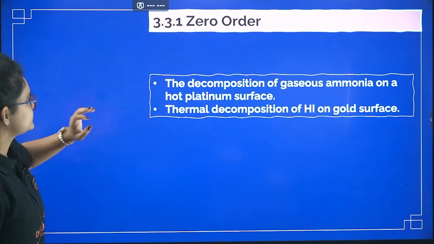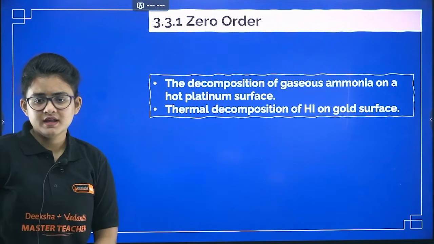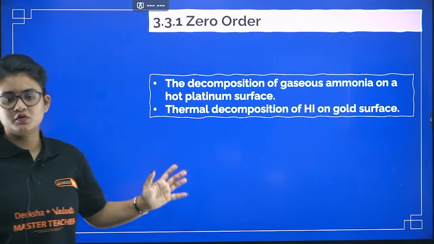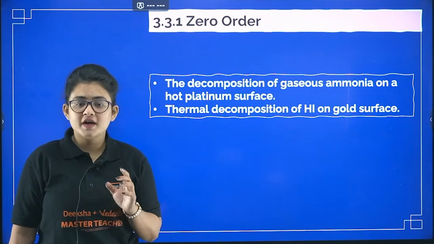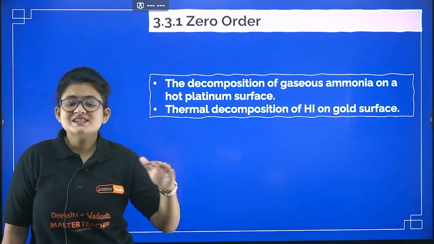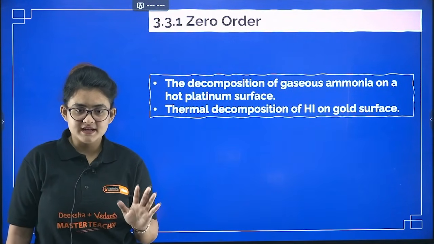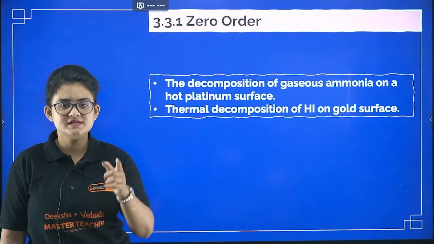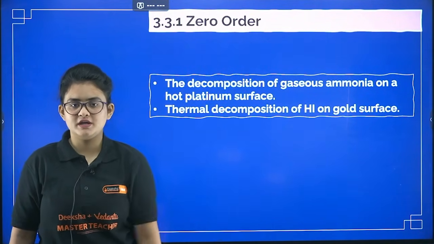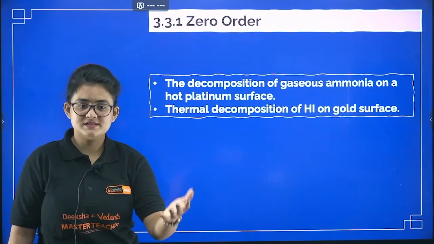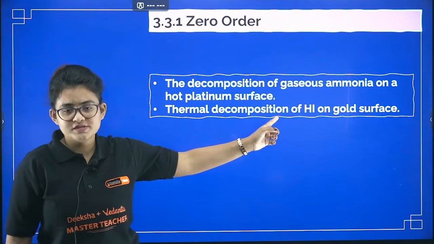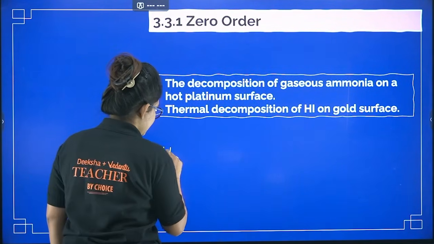Yeah, let's proceed. An example of a zero order reaction is the decomposition of gaseous ammonia on a hot platinum surface. One very important thing I wanted to tell you: if any kind of decomposition of a gas is taking place on a metal surface, the metal is playing the role of a catalyst. If it is going on a metal surface, without thinking twice, please mark it as a zero order reaction. Why am I telling you this? Because it is an experimental fact.